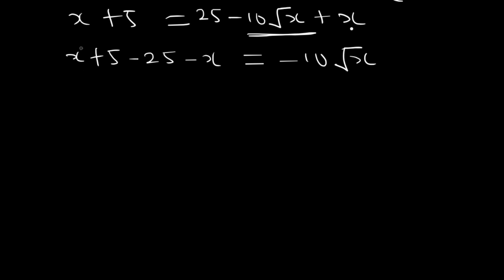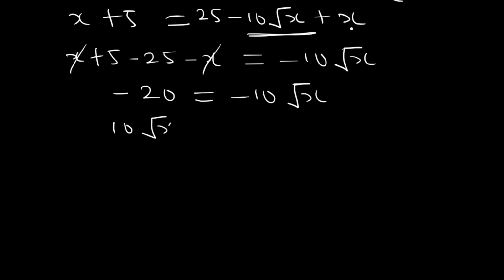So here now, if we take like terms, x minus x is 0. So x is off. And we have 5 minus 25 to give us minus 20. And it's equal to minus 10 root x. I want my radical to be at the left hand side. So if I do that, minus 10 root x crossing over to the left hand side becomes 10 root x, and minus 20 crossing over becomes 20. So now, I want to isolate my radical by dividing all through by 10.